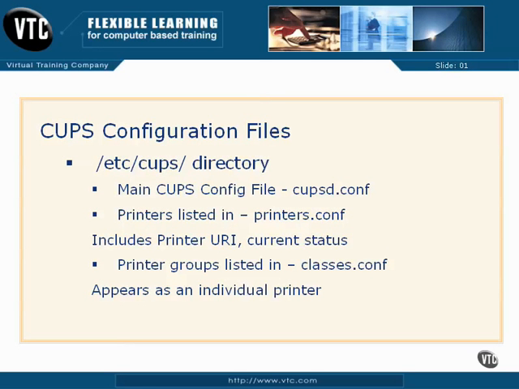If you've configured a group of printers together in a class, those printers are listed in classes.conf. That file looks somewhat like the printers.conf configuration file. Print groups configured in classes.conf appear in shares just like an individual printer. A job sent to a print group is processed by the first available printer in that group.